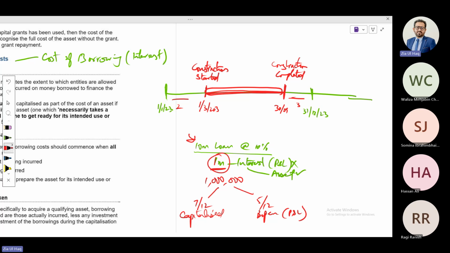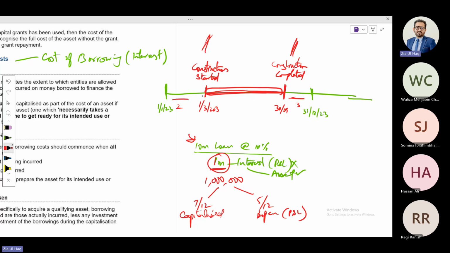IAS 16 Property, Plant and Equipment says all the cost incurred from the start of construction of the asset till the date construction is completed should be capitalized, including borrowing cost. This means if there is any borrowing cost that is relating to the asset, we need to capitalize it in the cost of the asset.